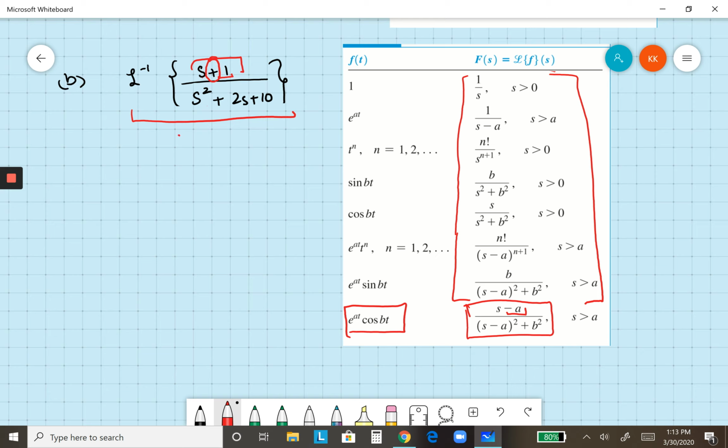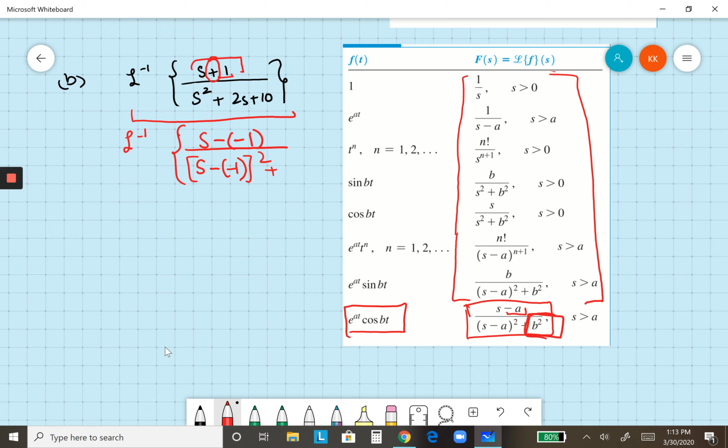So one way to do it is doing s minus 1 over in the bottom. We know that we have s minus a, so our a is -1. And so now the only thing we have to solve for is b, so we don't know the b yet.